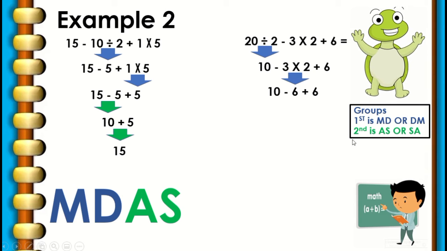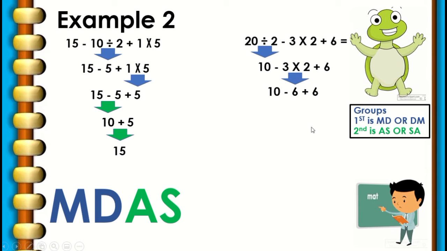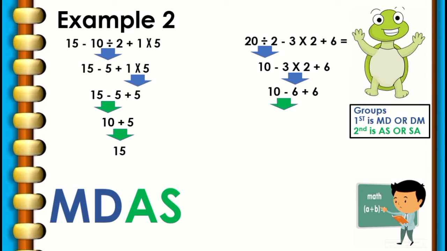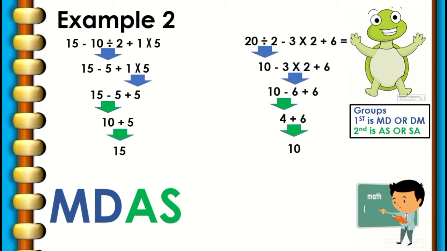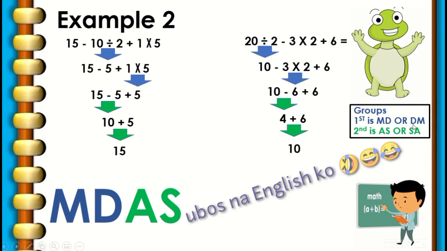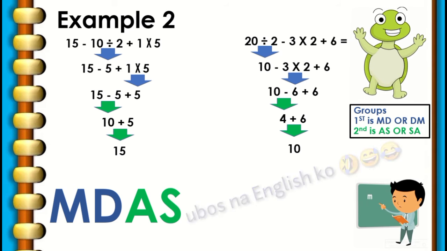Okay, if we're done with the first group, we can now proceed to addition and subtraction. Or pwede silang magkapalit. This time, ang nauna uli ay subtraction. So proceed tayo sa subtraction. So 10 minus 6, that is 4. Plus 6, that is 10. So that is the rule of MDAS. You cannot proceed to the addition and subtraction kapag hindi nyo pa natapos yung multiplication and division or multiplication kung meron dun sa equation.